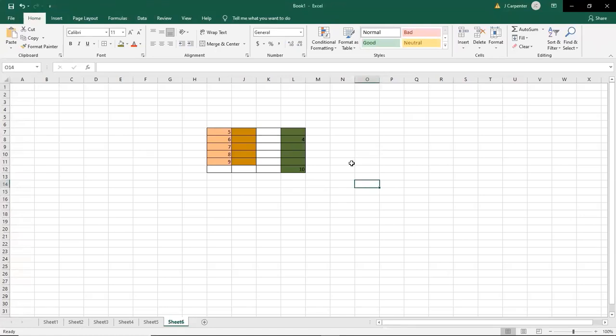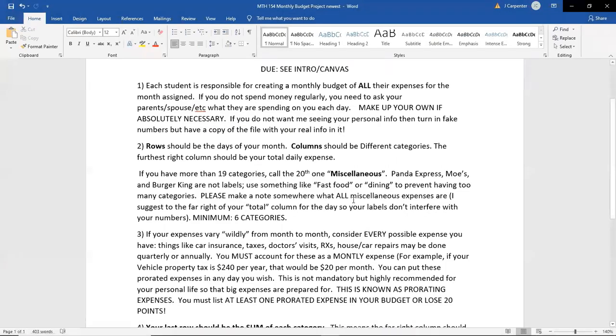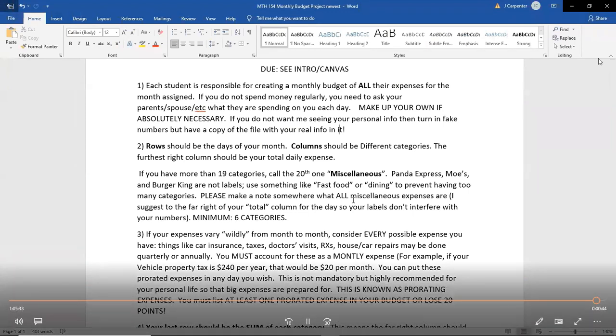You're graded on all the details I have talked about on that sheet. And again, you can download this sheet from Canvas. So hopefully we all understand what is necessary. All right, so that will be the end of the project discussion.